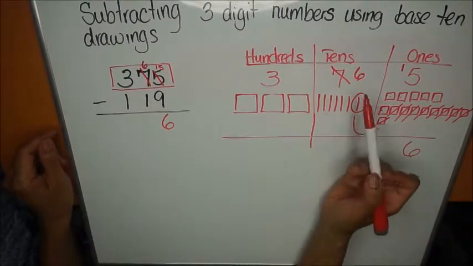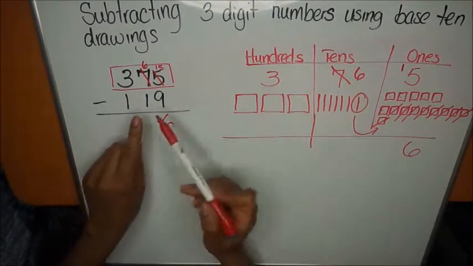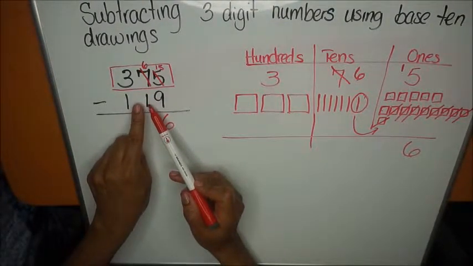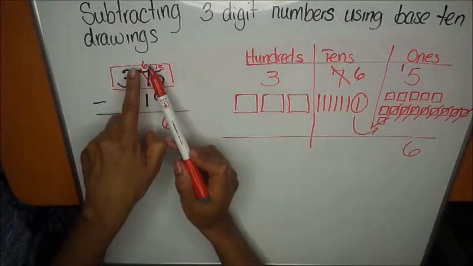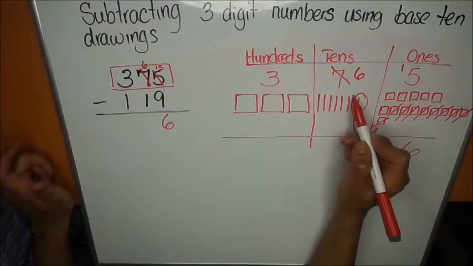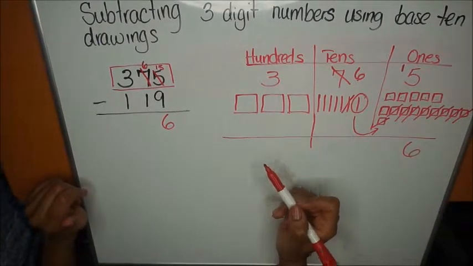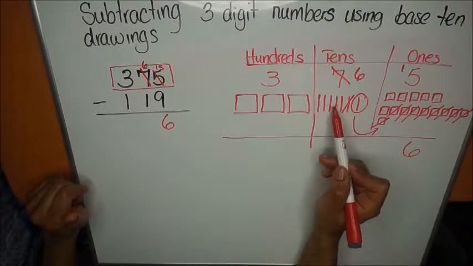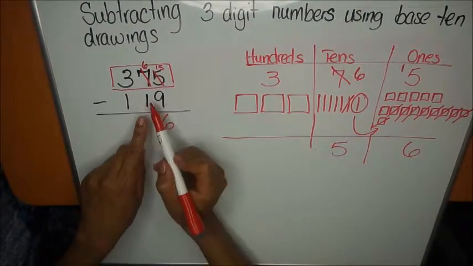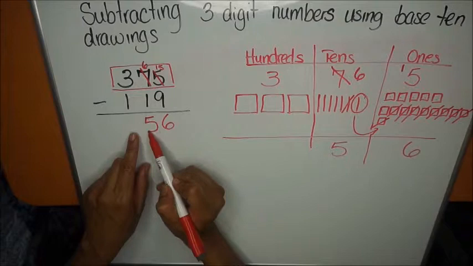Now I'm going to look at my tens place. What do I want to take from my tens place? I want to take 1 from my tens place. Now I have 6 here, so I want to take 1 from that, 1 rod. So I'm going to subtract 1 rod, and now I have 1, 2, 3, 4, 5. I have 5 rods. So 1 from 6 is 5.